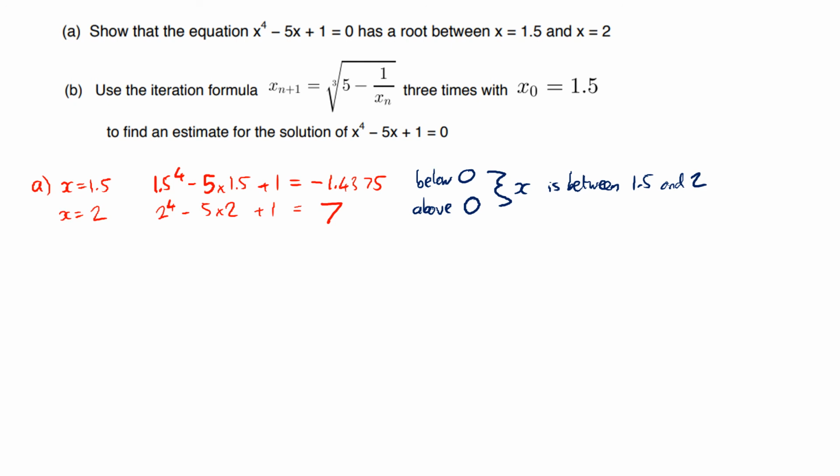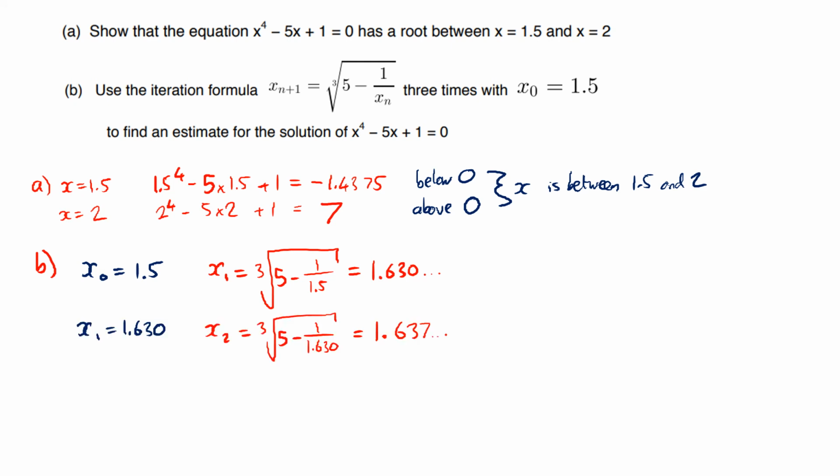Okay. Part B, again, unpause when you're ready to have a look at it. Your first answer is going to be 1.630. We're doing this 3 times, so we want to get all the way to x3. Your second answer should round to about 1.637. We need to do one more though. And there we go. There's our estimate. Okay, so that's the general idea of iteration. Yeah, inequalities next, I think.